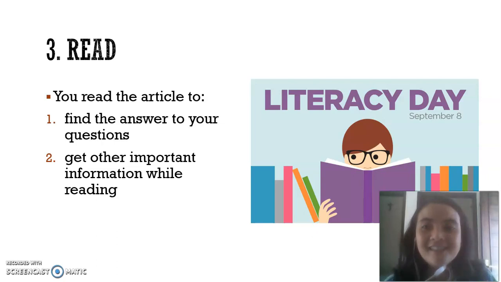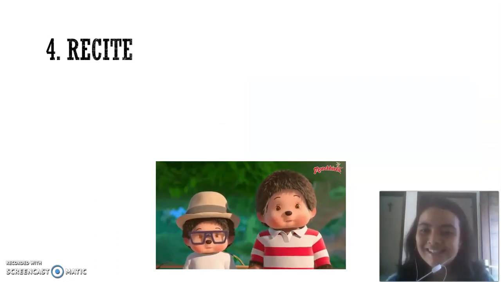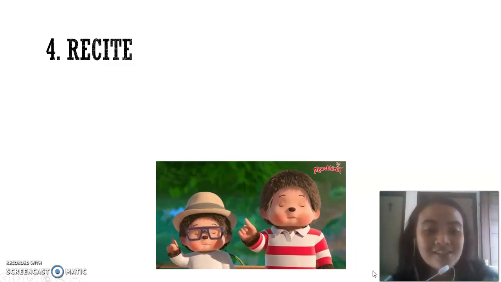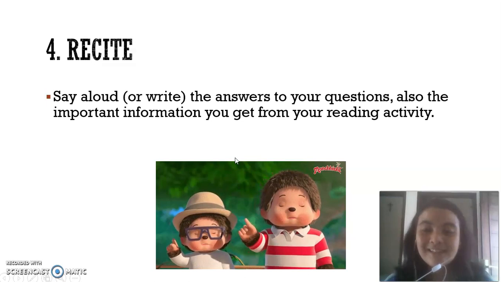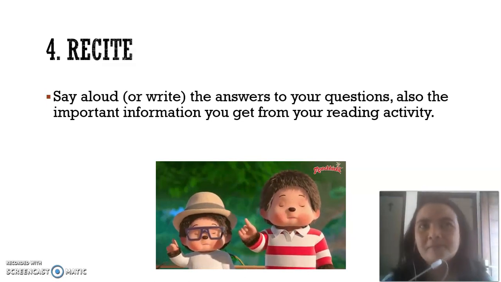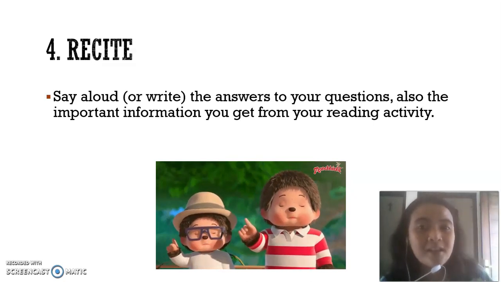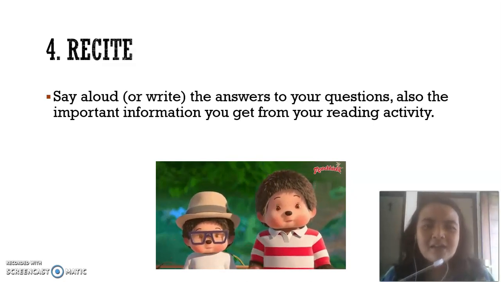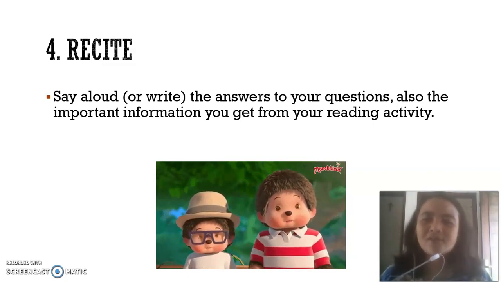The next step is to recite. Do you know what recite is? Just like what the kids are doing here. So to recite is to say aloud, or if it's not possible, meaning that you're not alone somewhere, and if you say something aloud, you will be seen as a crazy person or something. So you can also write.